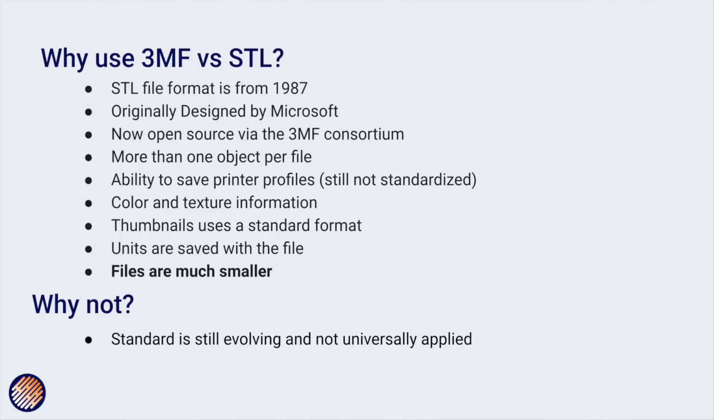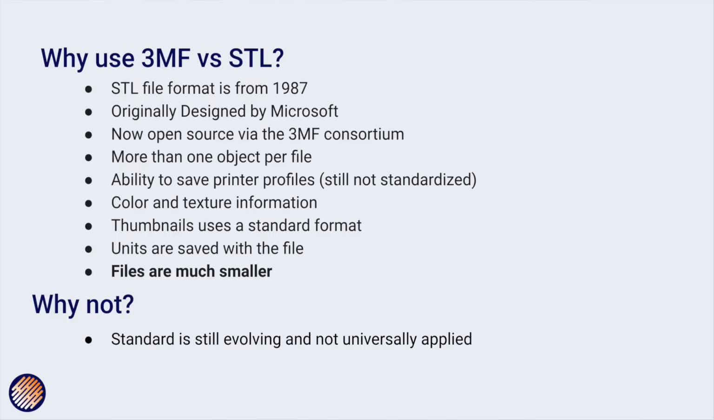So the advantages of 3MF are that you can save more than one object to a file. You can save information about how to print it, what filament to use, the color of the filament, printer information. Now, unfortunately, that printer information is often saved in a non-standard way. There's not a good set of rules about how to save that exactly yet. You can save thumbnails in a more standardized way, so you can have little pictures on your printer screen.